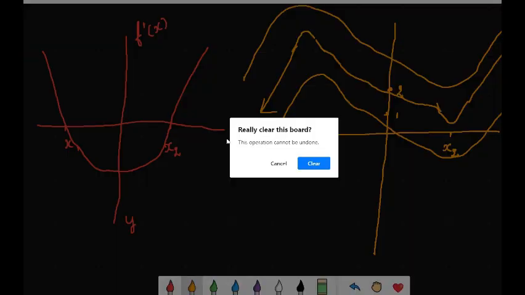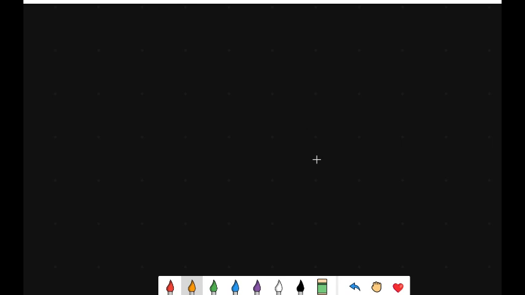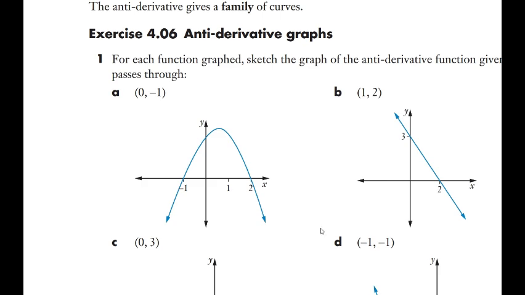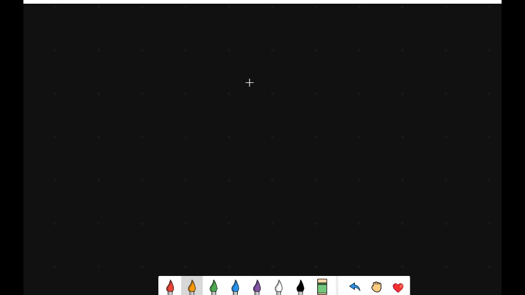Let me clear the board. Okay, I cleared it. Now going back to the book, the other thing that they said is it goes through (0, -1). That is, x is 0, y is -1. Okay, good. So let me draw the graph on this side. This is the derivative graph.